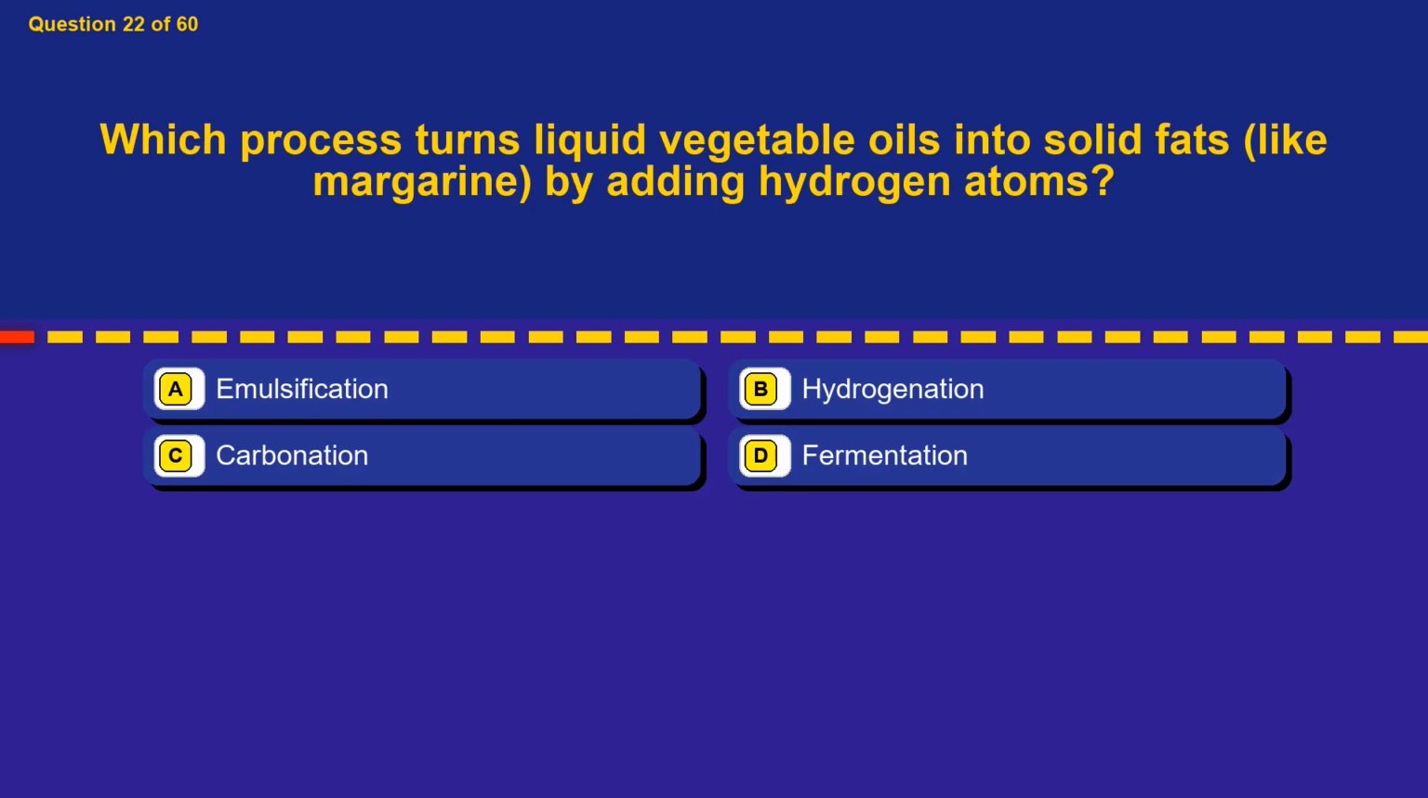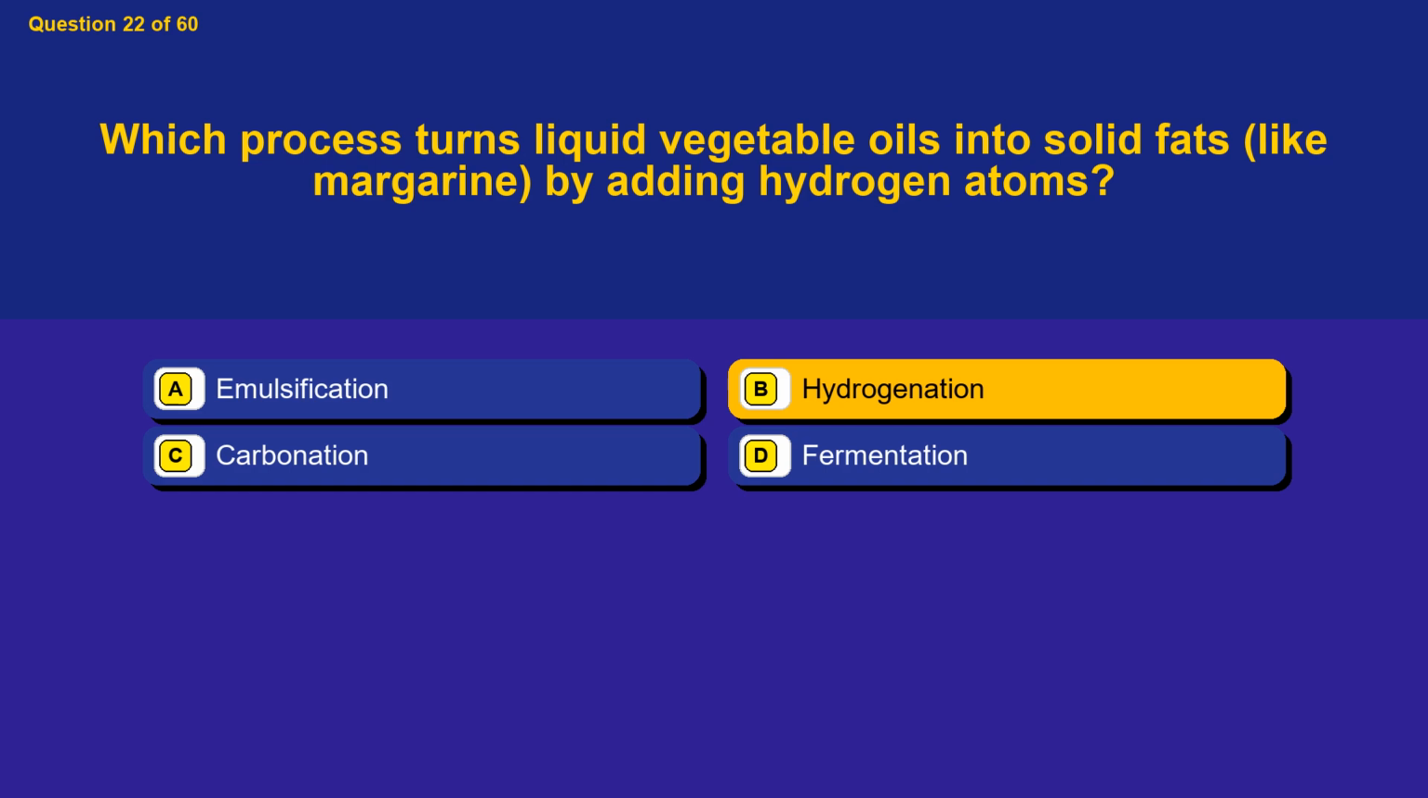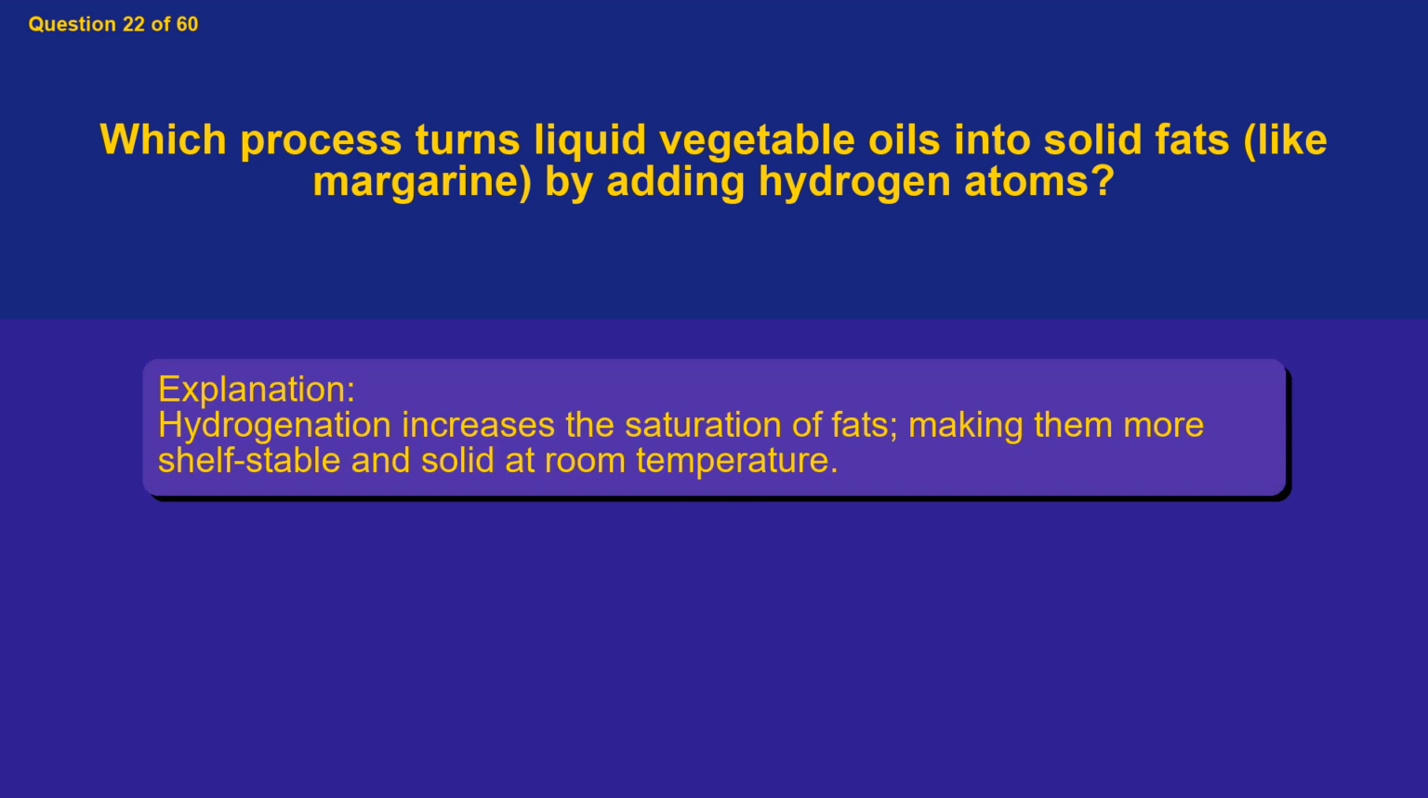Question 22. Which process turns liquid vegetable oils into solid fats, like margarine, by adding hydrogen atoms? Option A. Emulsification. Option B. Hydrogenation. Option C. Carbonation. Option D. Fermentation. The correct answer is option B. Hydrogenation. Hydrogenation increases the saturation of fats, making them more shelf-stable and solid at room temperature.